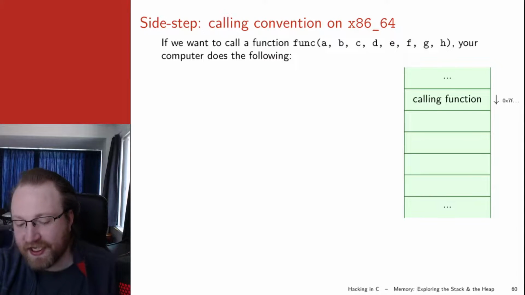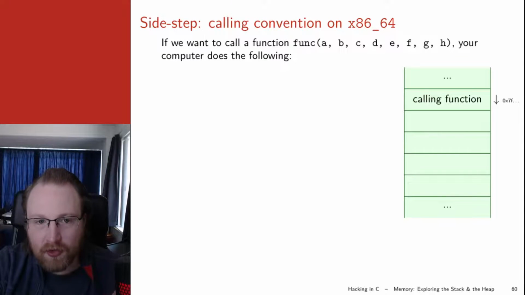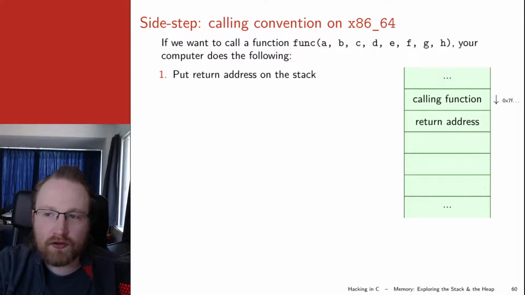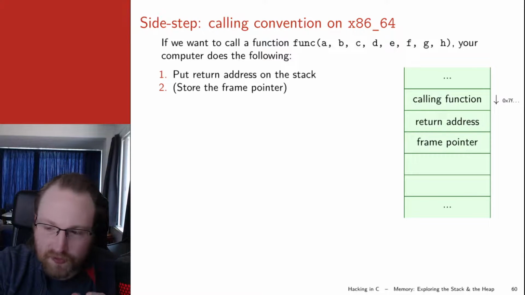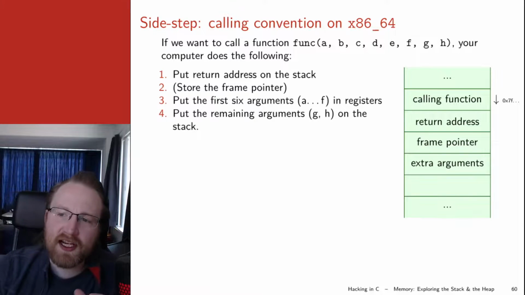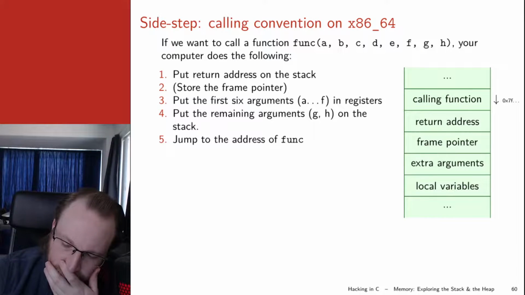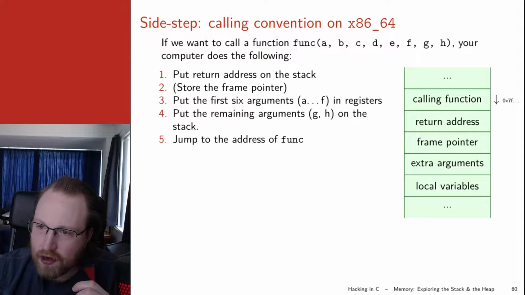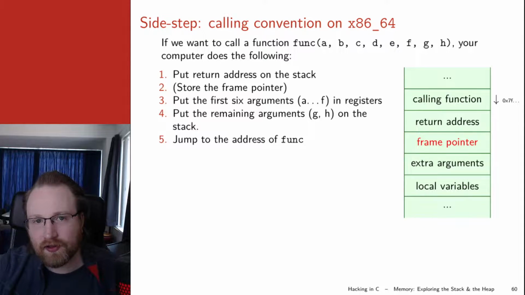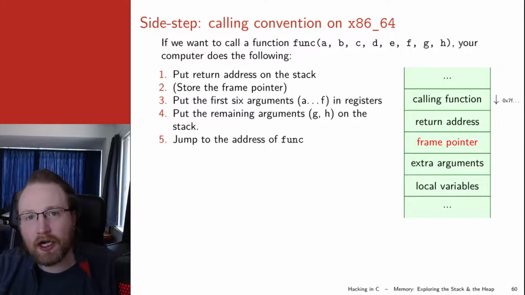Now, why is this happening? Well, remember that according to the calling convention on x86-64, we put the return address on the stack, we optionally store the frame pointer, and then we put the first 6 arguments in registers, and then we put the remaining arguments on the stack, and we jump to the address of the function. And the function in this case would be printf. Now, like I said, we don't have this frame pointer, but this is all machine code, and it doesn't care that the values in those registers weren't actually put there by earlier machine code preparing the function.